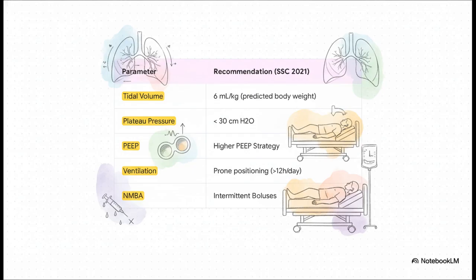We've just covered proning, and an interesting point on neuromuscular blockers. The guidelines now favor using intermittent boluses over a continuous infusion. The rationale is to use the absolute minimum dose needed to stop the patient fighting the ventilator, which hopefully reduces the total drug exposure and helps to mitigate that profound muscle weakness down the line.